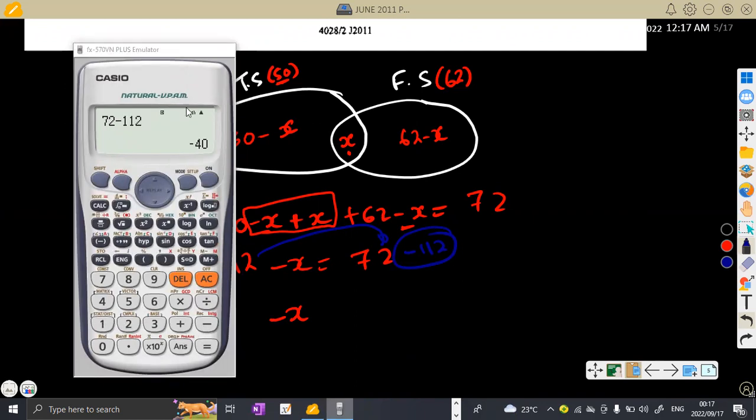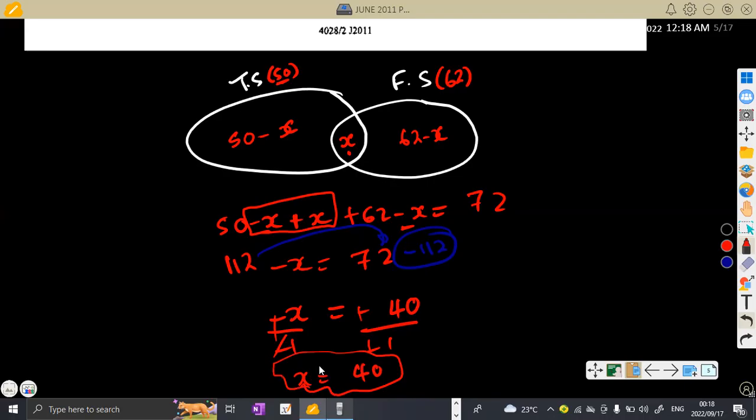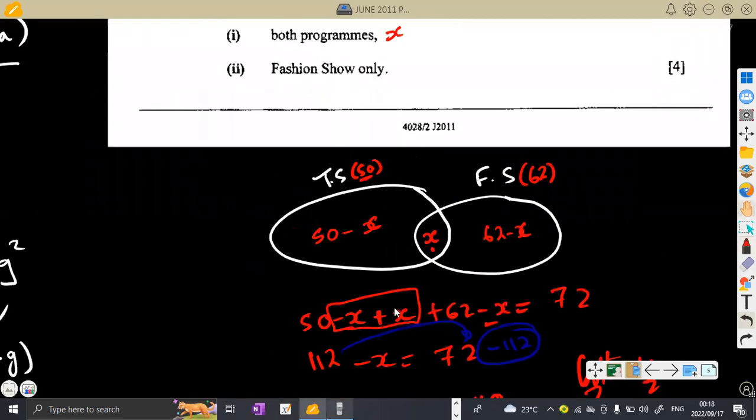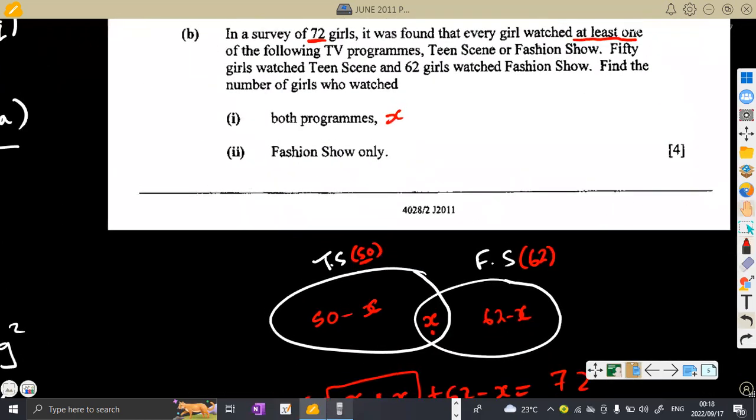So you're going to obtain negative 40 here. So this is going to be equal to negative 40. To find x, divide by negative 1 on both sides. So x is equivalent to what? x is equivalent to 40. So that was our x, which is those who are watching both programs. So those who are watching both programs is 40. Okay, that means here, if we are to take properly, you're going to see those who are watching both programs, that is x here.